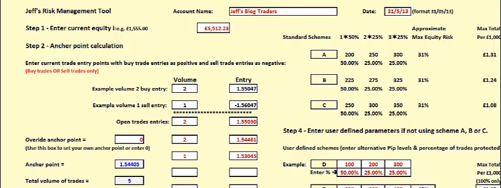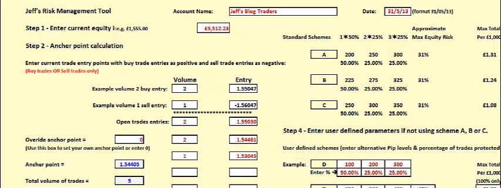So let's have a quick look at the inputs that you would put into this system. Firstly, along the very top, we've got a place for the account name. In this case, Jeff's Blog Traders. And that's the account that I'm looking at. As I trade several accounts, I need to differentiate between them. Similarly, I've got space to put the date in because I want to save this and compare between different periods of trading. So I'll use a date to differentiate between them.